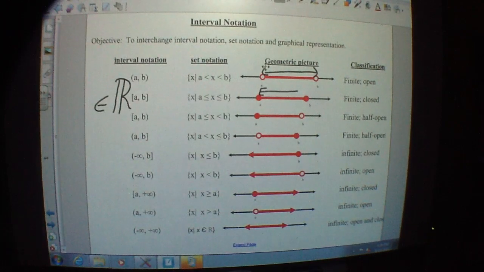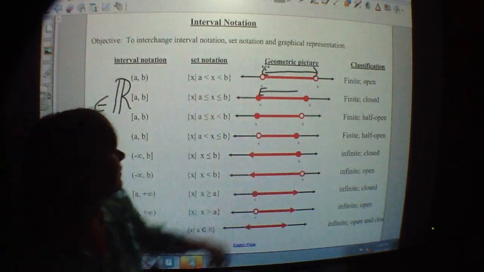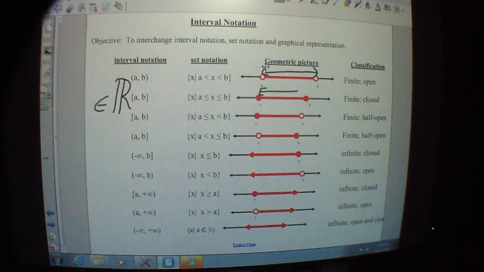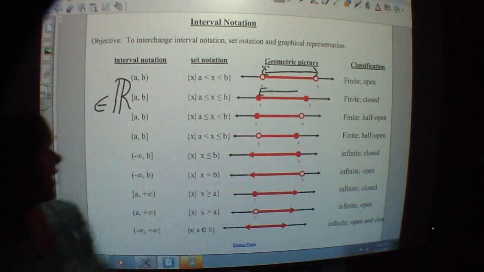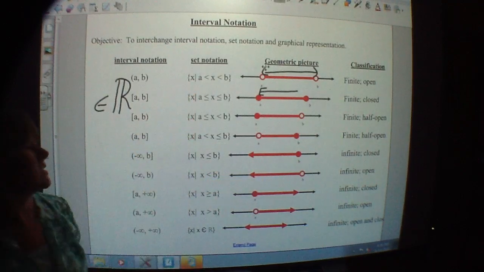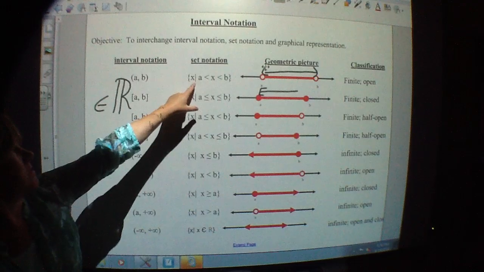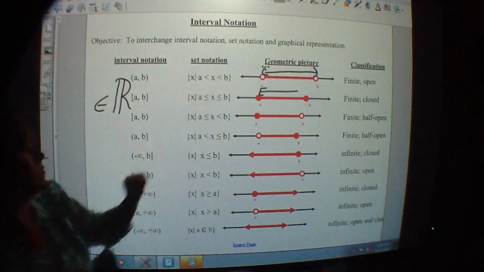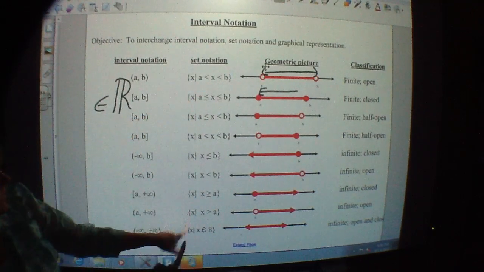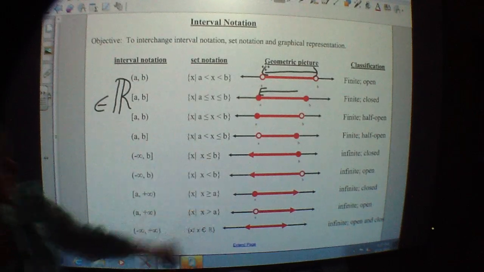So what I'm going to have you do is you might have a graph, and you have to write in interval notation what it is, or you have interval notation, and you might have to graph it. You might have to write it in set notation, the set of X such that A is less than X is less than B. Or something like this, X such that X is greater than A.